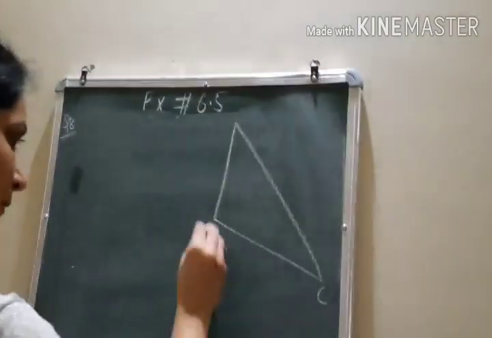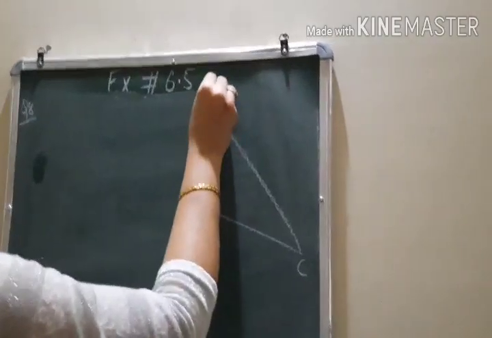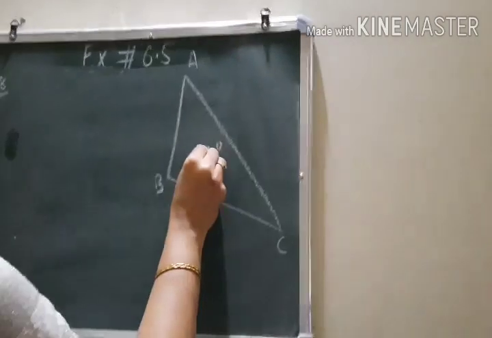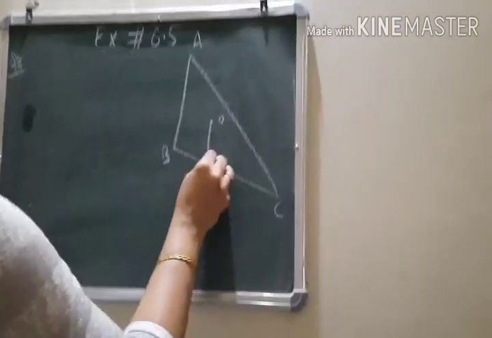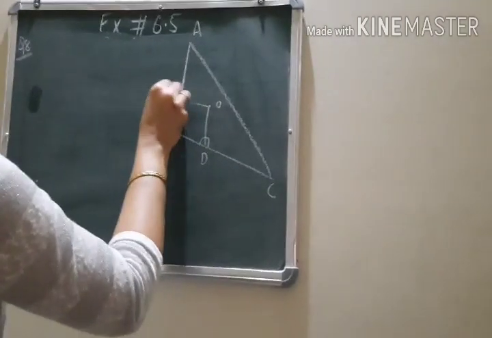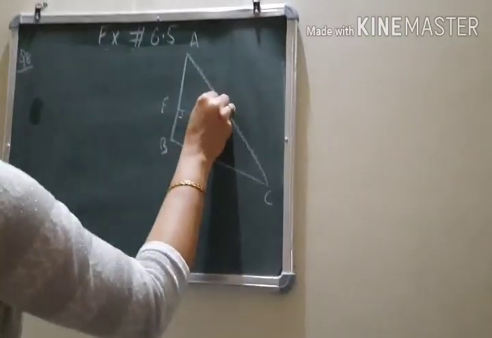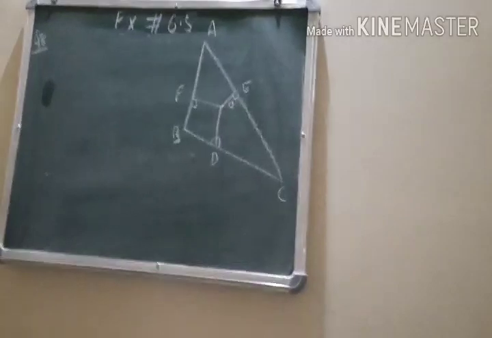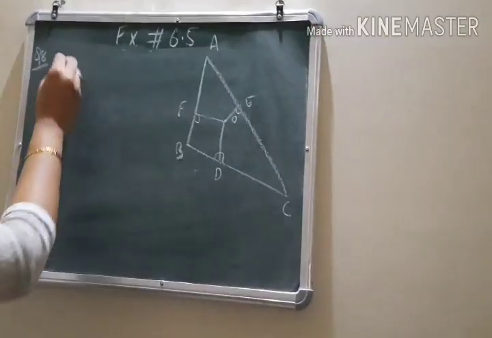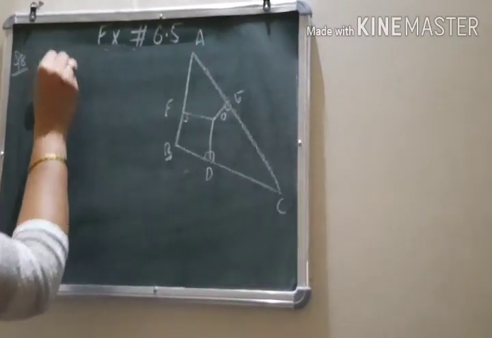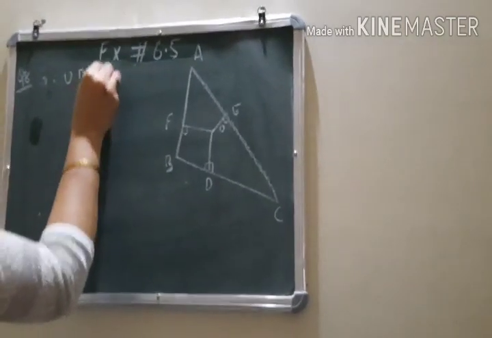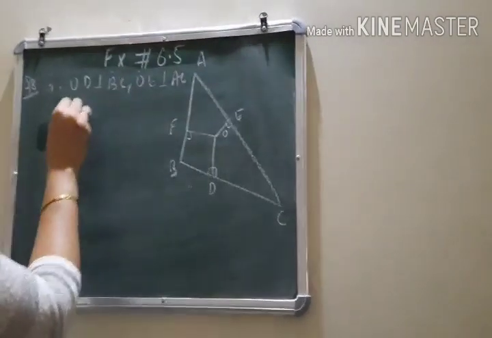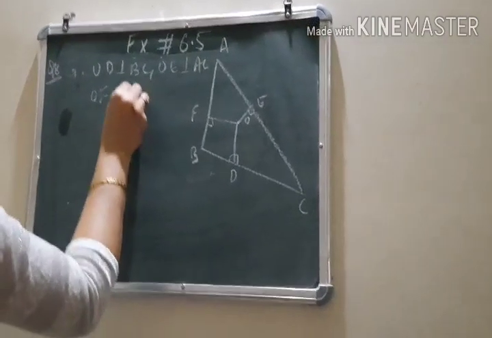This is C, B, A, and then O is the center. Then OD is perpendicular, OF is perpendicular, and OE is also perpendicular. You have to prove that these 3 are perpendiculars first. This is given: OD perpendicular to BC, OE perpendicular to AC, and OF perpendicular to AB.